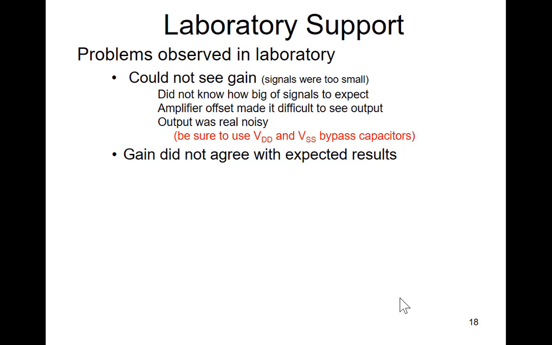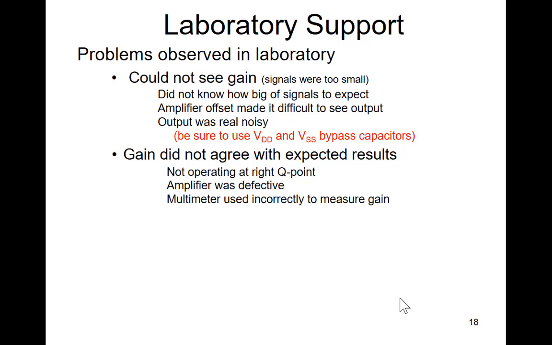Gain did not agree with expected results. Biggest problem here is not operating at the right Q point. You have an offset voltage that saturates the op-amp. Maybe the amplifier was defective. Maybe the multimeter was being used incorrectly, or maybe you didn't have the right frequency.